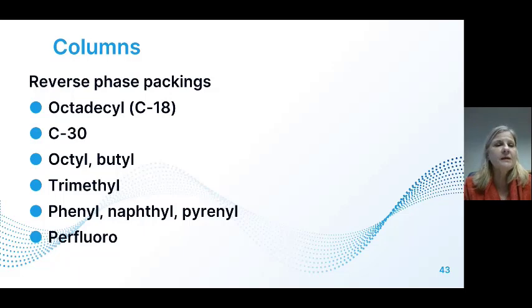And for reverse phase packing, we have a wide variety where we can have C18 columns, octadecyl. We can have C4, C30, octyl, butyl, trimethyl, phenyl, all of them with polarity a little bit different. The longer the chain, like a C18, would give you better separation than a C4. But obviously, whenever you get better separation, you have to keep time in mind, and you can have a longer time for separation.